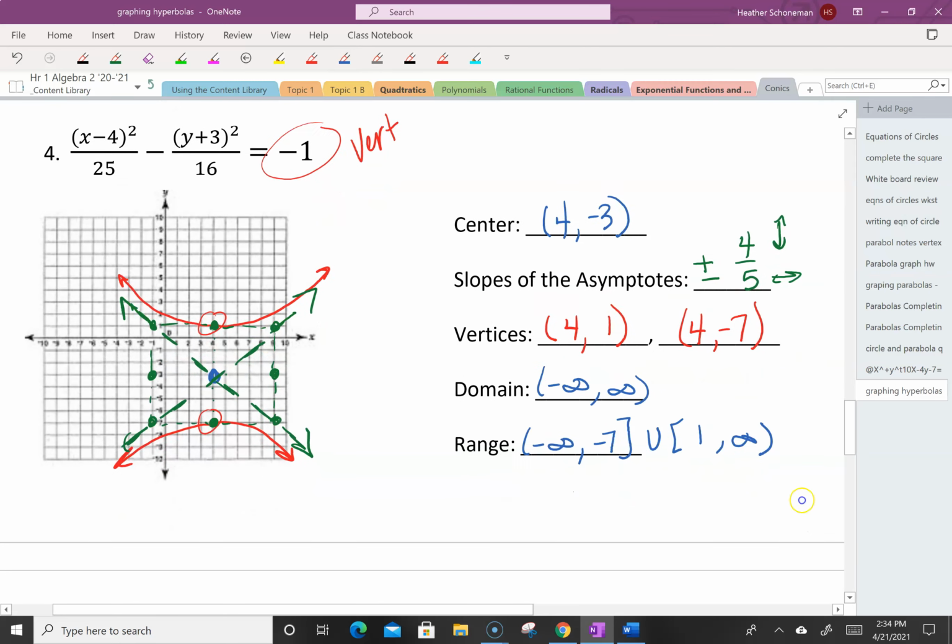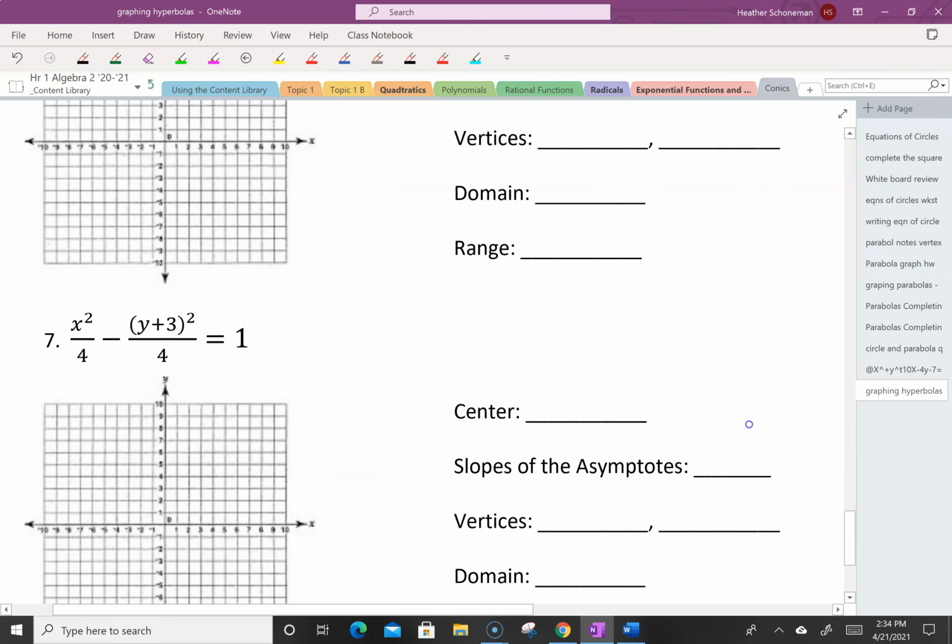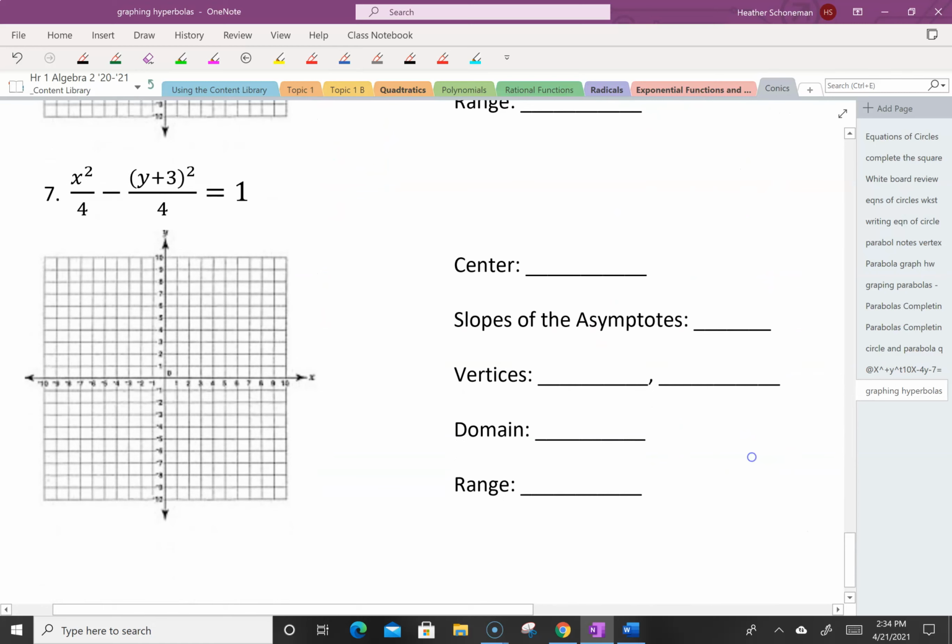Okay, we're going to skip 5 and 6 and then jump ahead to number 7, just so we can save some time on the video. There's two things that happen here that are important that we should notice. The first one, on the center, we can pretty easily see the y is negative 3. The x is what's added or subtracted to the x, which in this case is 0. So my center on this one is 0, negative 3, which is right here.